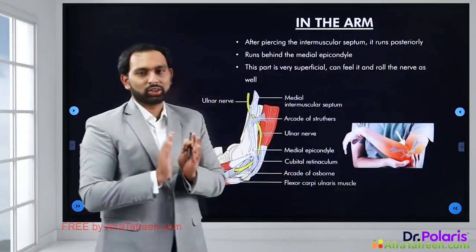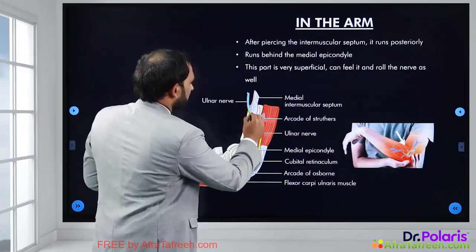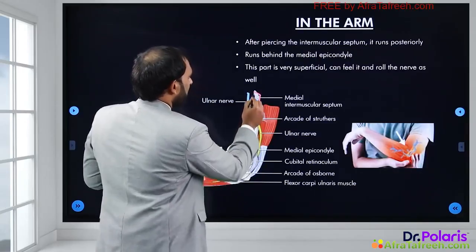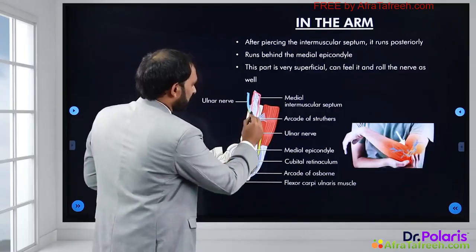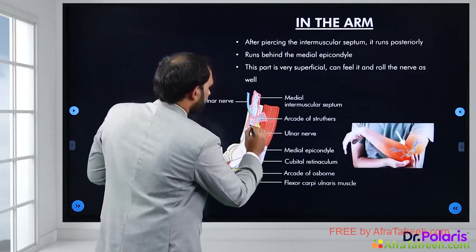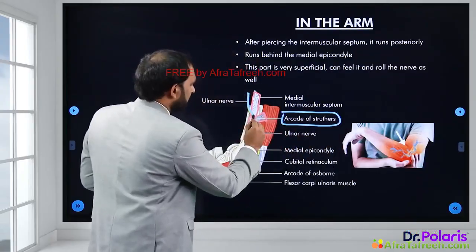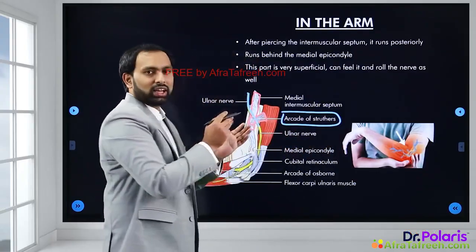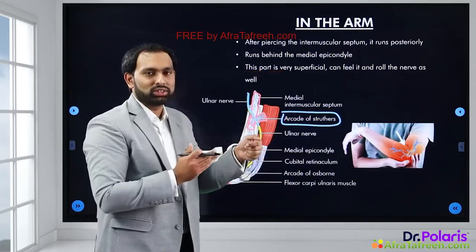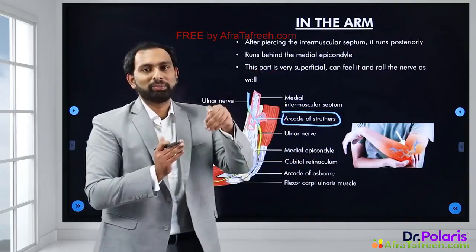So now let's understand the course of the ulnar nerve in the arm. First, the ulnar nerve pierces a structure, and this structure is the medial intermuscular septum. So after it pierces the medial intermuscular septum, it goes underneath another structure here. This structure is the arcade of Struthers. So once it passes the arcade of Struthers, what happens to the ulnar nerve after that? So the ulnar nerve, after passing underneath the arcade of Struthers, goes near the elbow joint. That is, it lies posterior to the medial epicondyle.